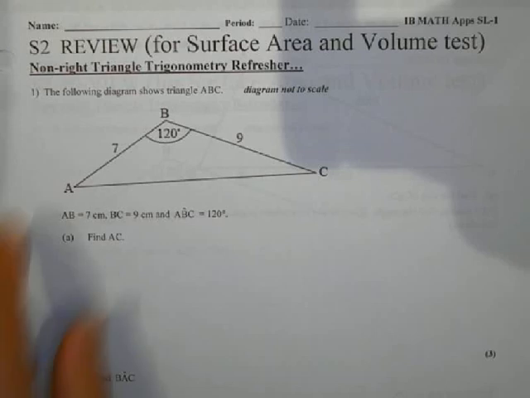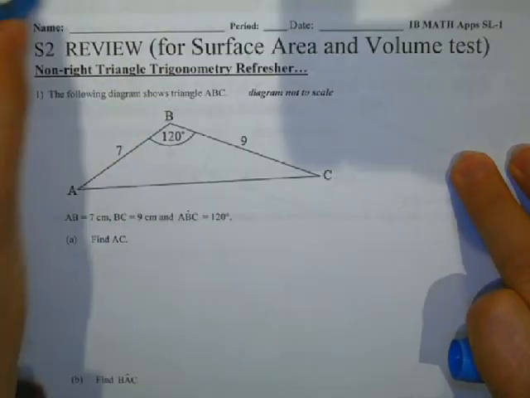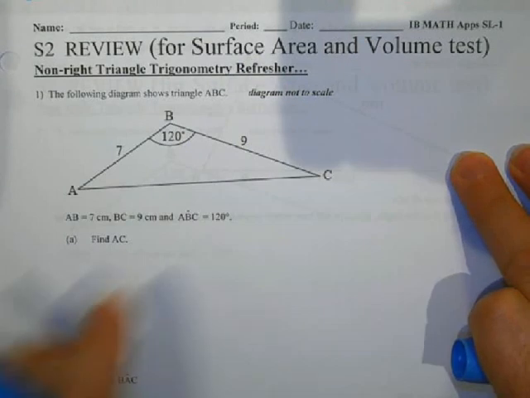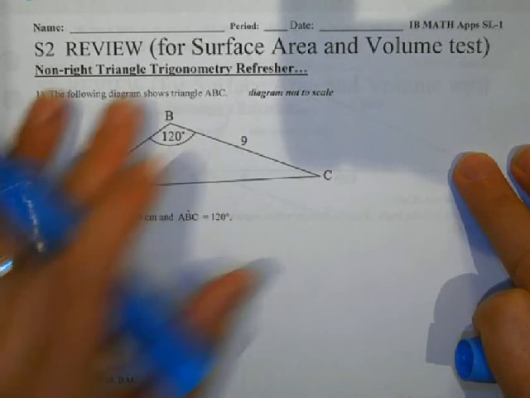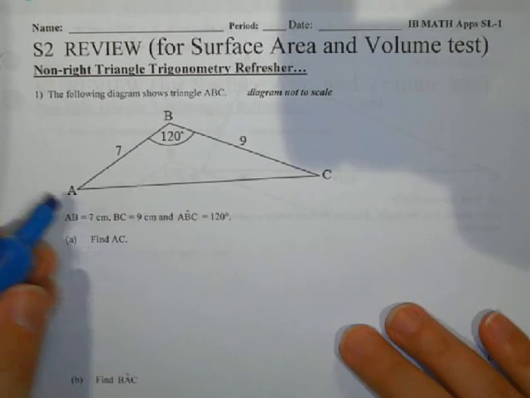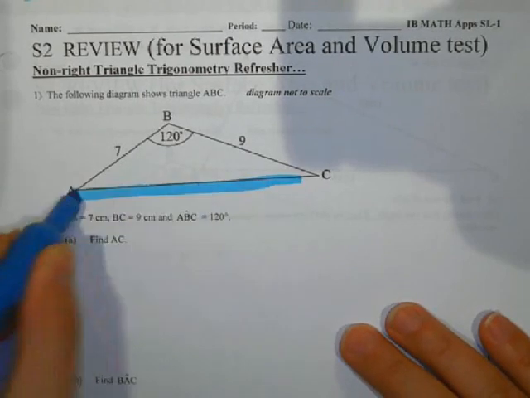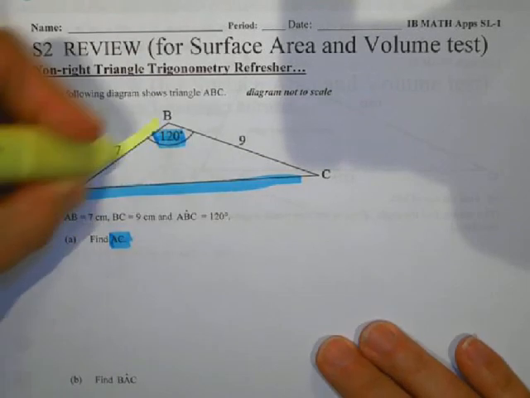Okay, so this is the S2 review for the surface area and volume test. As I mentioned in class, we need a refresher on non-right triangle trigonometry. So they want us to find the length of AC. That's this length right here, right? And we've got this angle here, and these two sides.